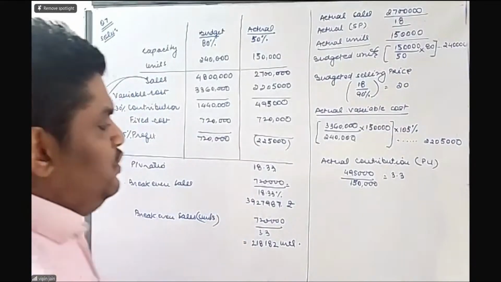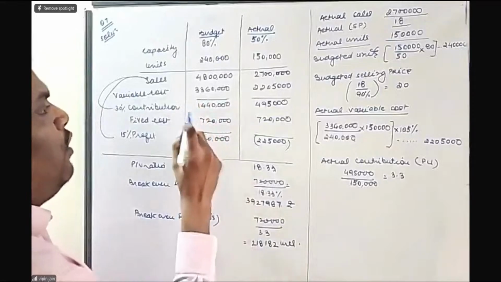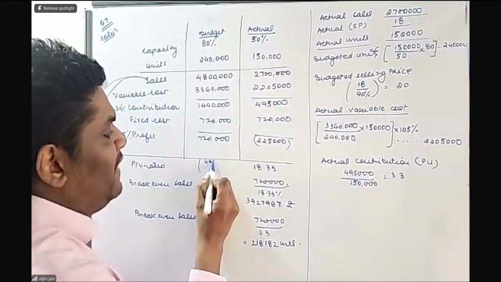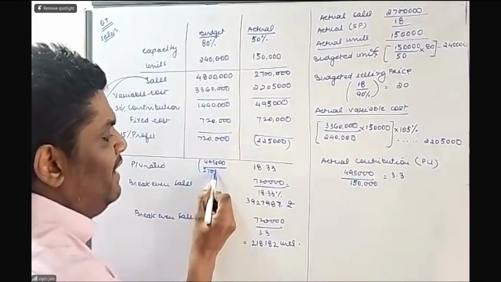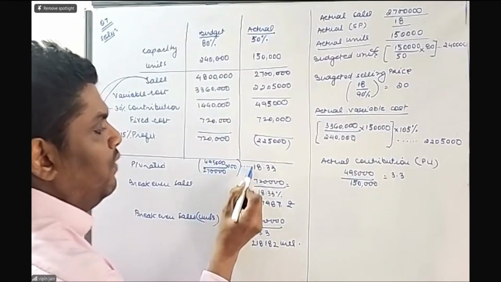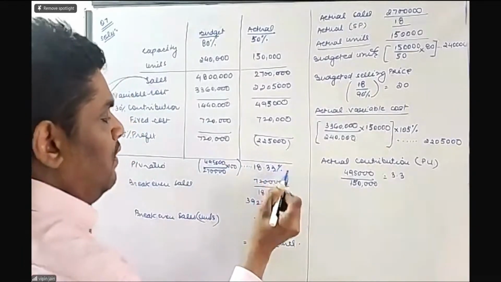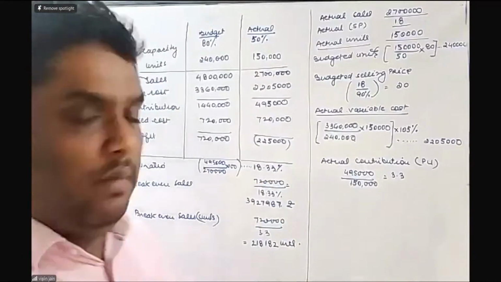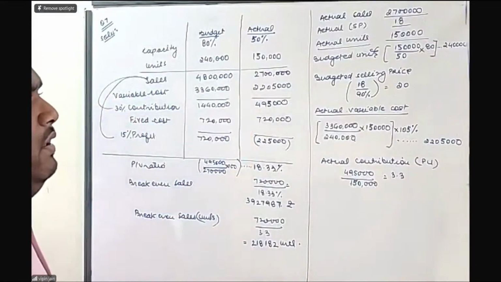18.33%. It's the PV ratio. That is contribution 4,95,000 divided by my sales 27 lakh into 100. This is how I got 18.33%. Contribution divided by sales into 100.